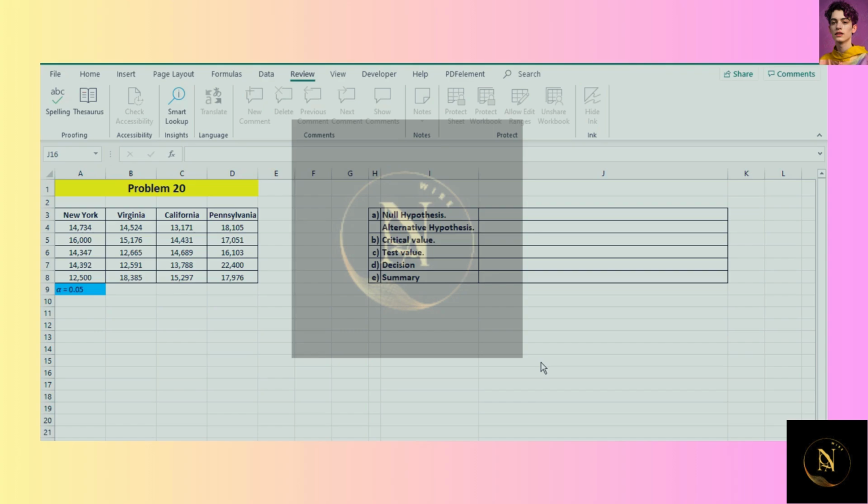Now, the first thing we need to do is to state the null hypothesis, which is mu1 equals mu2 equals mu3 equals mu4, because we have 4 different states. Next, we give the alternative hypothesis that at least one mean is different from the others.